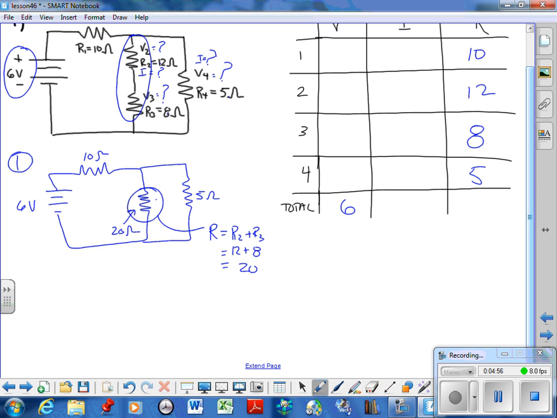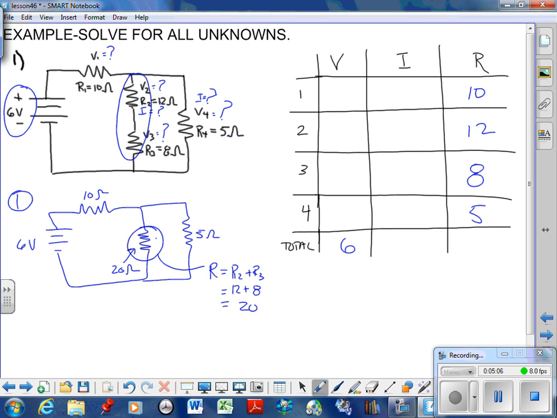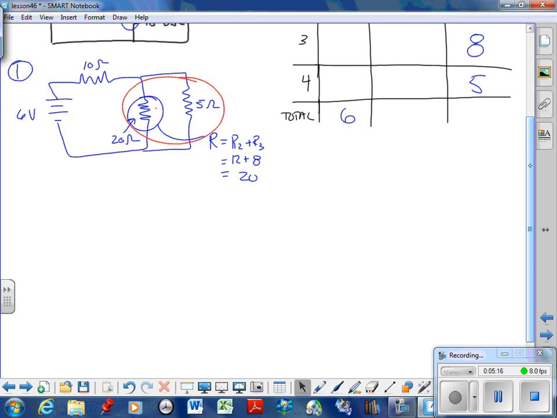Am I down to 1 pathway? You'll see over here, it says get it down to a series equivalent, so I only want one pathway. That means I'm going to have to do another drawing because I'm going to have to combine these two parallel lines together. So, drawing number 2.